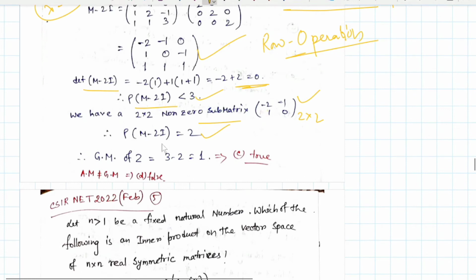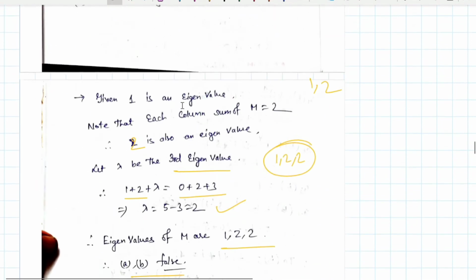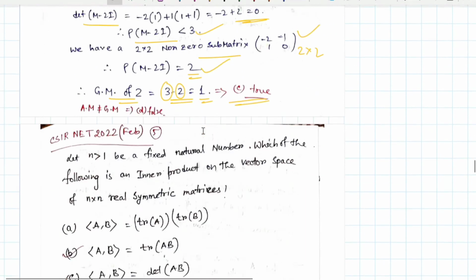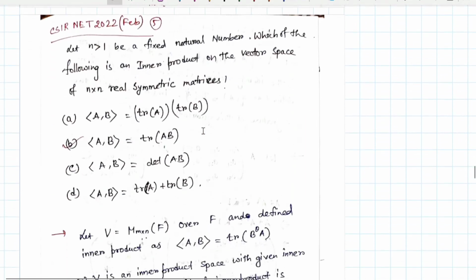Now the rank of this is equal to 2, that means gm of 2 equals 3 minus 2, since 3 is the order of the matrix and 2 is the rank of M minus 2I. So this is equal to 1, that means C is true. That means the dimension of the eigenspace corresponding to each eigenvalue is equal to 1. So this is our correct answer, and we don't have to check whether it is diagonalizable or not. If you are interested, you can check also. Option D is incorrect. Now go to the fifth question.